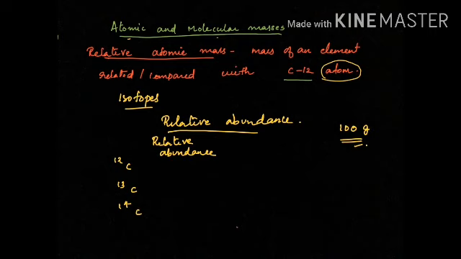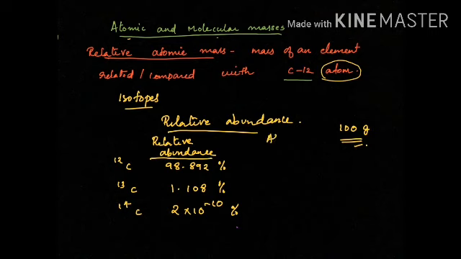So suppose carbon 12's relative abundance is 98.892 percentage. That means if you are taking 100 gram of carbon, 98.892 percentage will be carbon 12 itself. Then 1.108 percentage will be carbon 13, and 2 into 10 raised to minus 10 percentage will be carbon 14 also. Then we need to find out the atomic mass of each isotope.